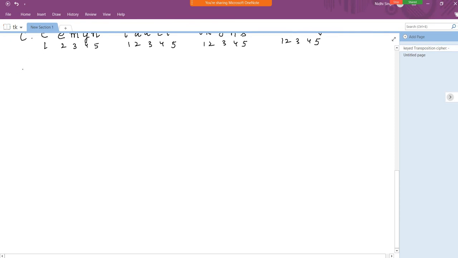Now the key transposition cipher is complete, and the keyless transposition cipher is also done. Now the last cipher of the transposition cipher is combining the two approaches, that is, key and keyless transposition cipher.